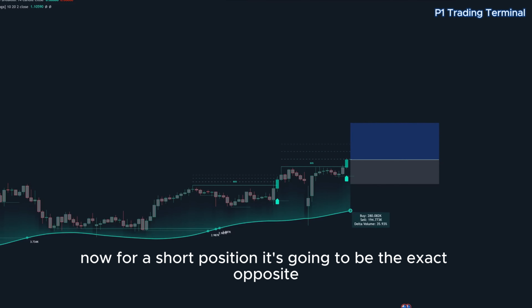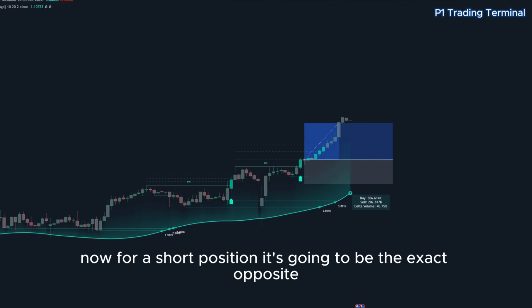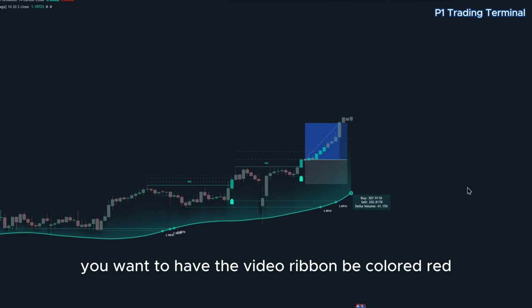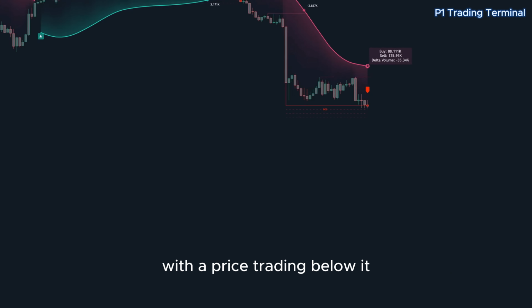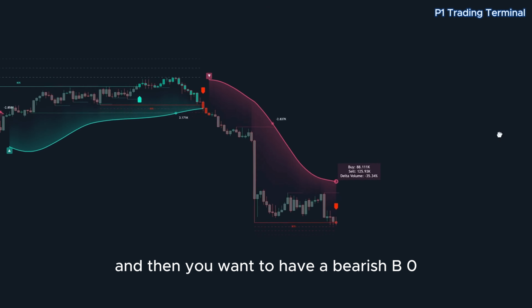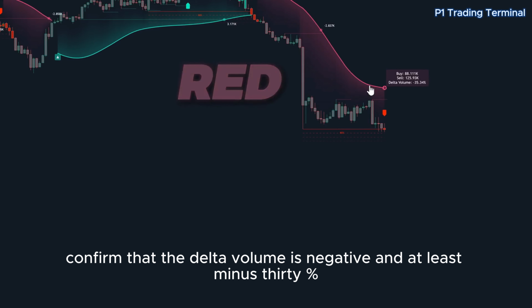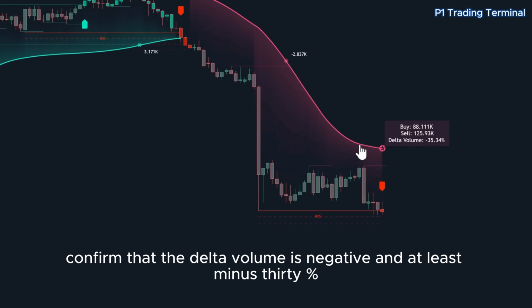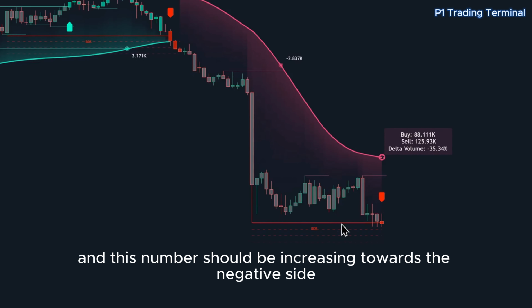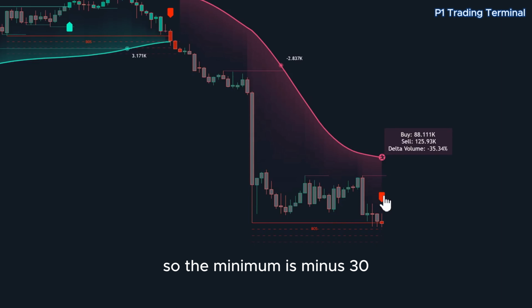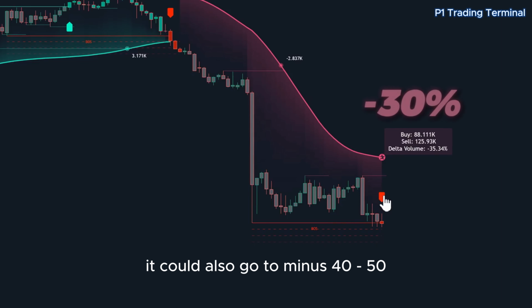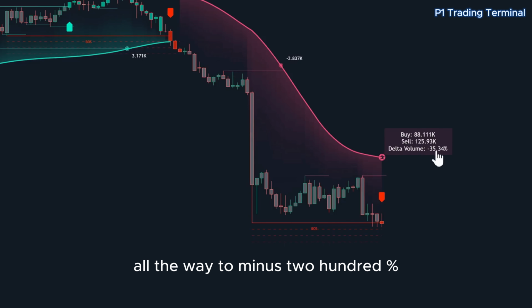Now, for a short position, it's going to be the exact opposite. You want to have the VIDYA ribbon be colored red with the price trading below it, and then you want to have a bearish BOS label along with a red downward arrow. Confirm that the delta volume is negative and at least minus 30%, and this number should be increasing towards the negative side. So the minimum is minus 30. It could also go to minus 40, minus 50, all the way to minus 200%.